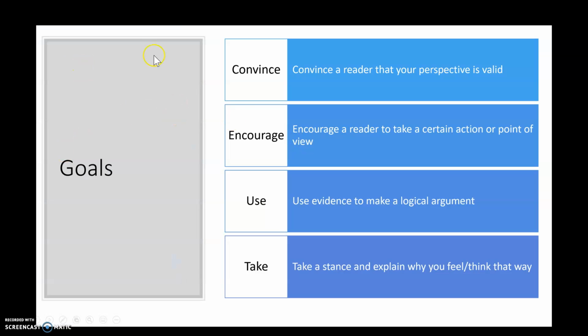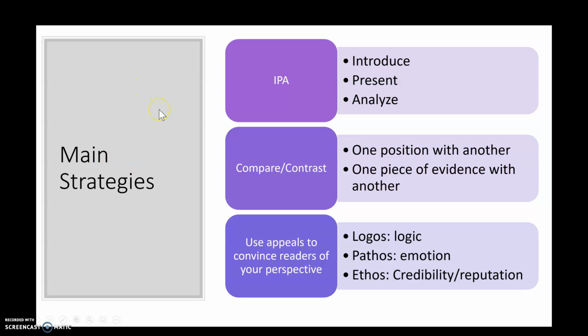So the goals here are to convince your reader that your perspective is valid, to encourage a reader to take a certain action or a point of view, to use evidence to make a logical argument, and to take a stance and explain why you think or feel that way. So some main strategies for this type of writing are what we've talked about since the beginning: IPA, introduce, present, and analyze.